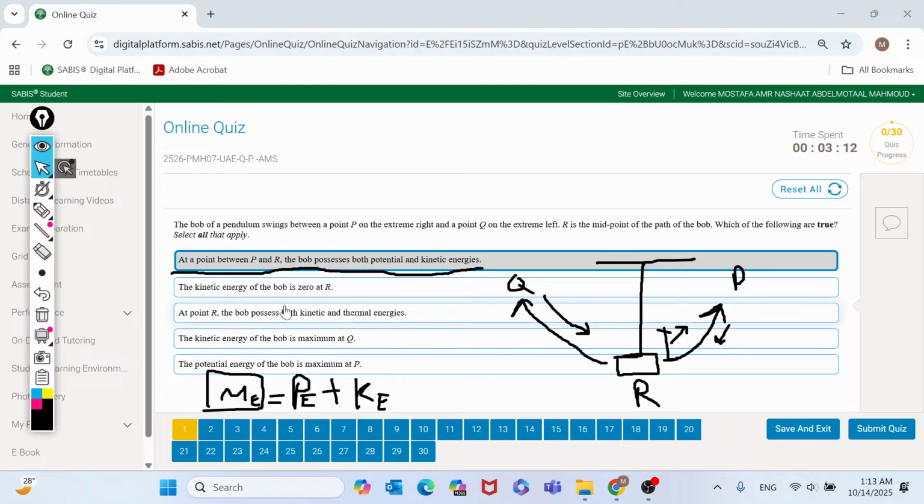At point R, the bob possesses both kinetic and thermal energies. This question has nothing to do with thermal energy. The kinetic energy of the bob is maximum at Q. No, it's actually 0 at Q. Because it stops moving for a second and then it goes back down. So it's actually 0 at Q. The potential energy of the bob is maximum at P. Yeah, it's the maximum at P and Q because that's the highest it can go.